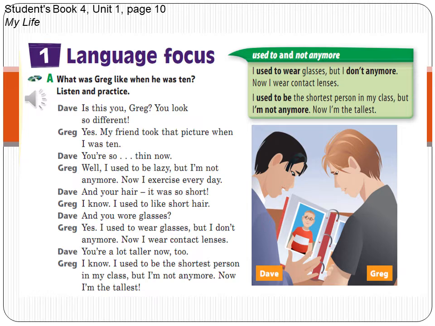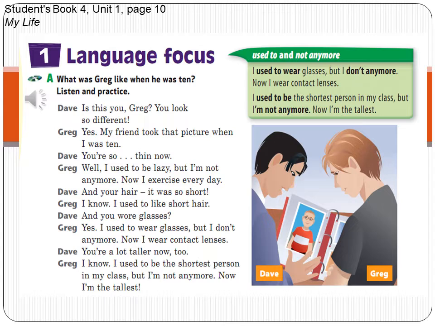Lesson 4. Then and Now. Page 10. Exercise 1. Language Focus. Part A. What was Greg like when he was 10? Listen and practice. Is this you, Greg? You look so different. Yes, my friend took that picture when I was 10. You're so thin now. Well, I used to be lazy, but I'm not anymore. Now I exercise every day.